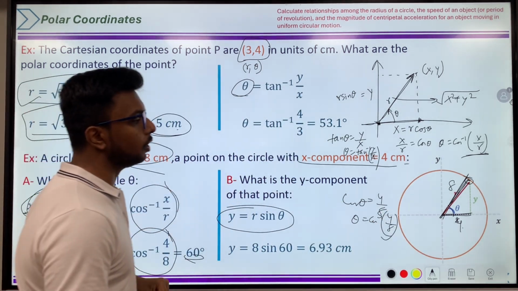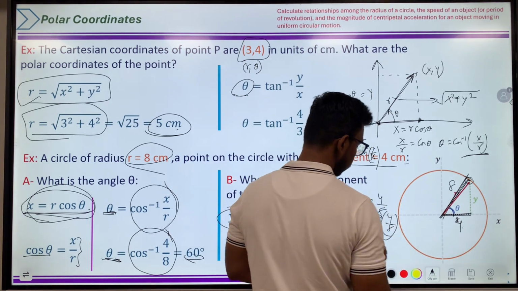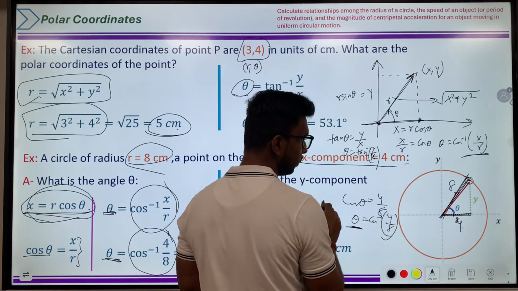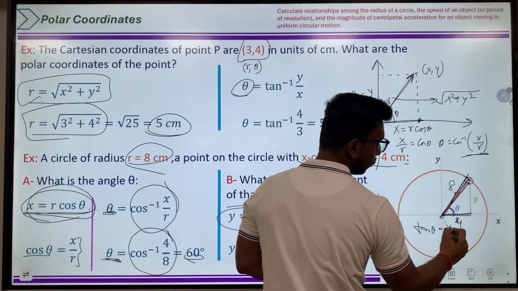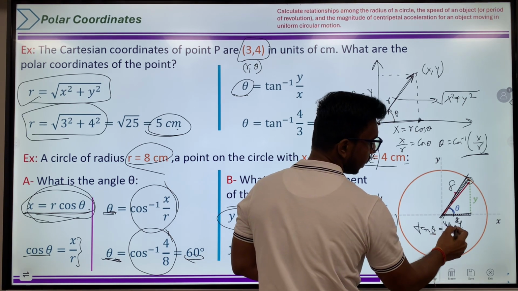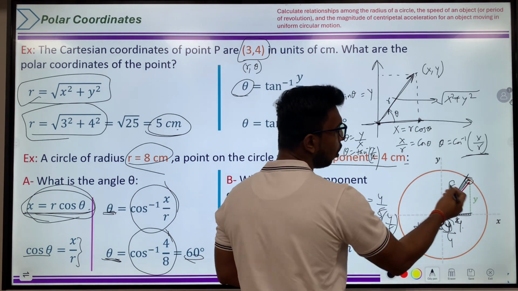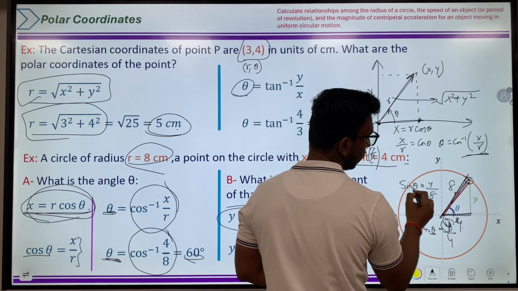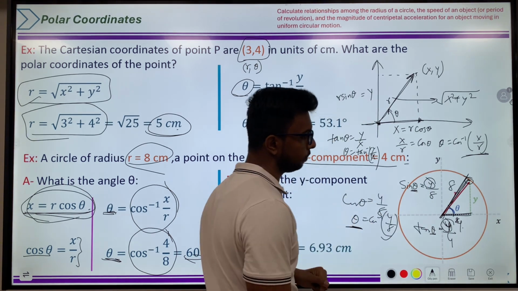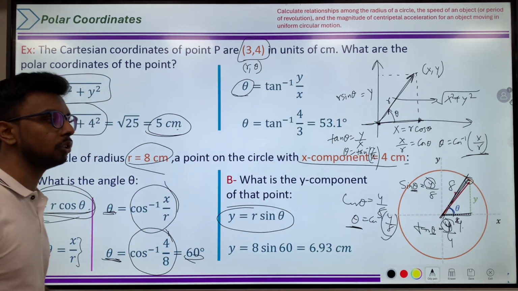What is the y component of that point? So if I know this theta, I can simply say tan theta is equal to y over x. So y over 4. I have theta, I can calculate the value of y. Or I could have used sine also. Sine theta is equal to y over 8. I have theta, I can find the value of y. So it's simple, it's not that difficult.